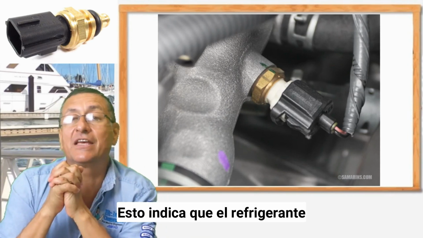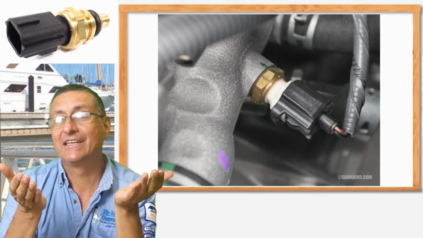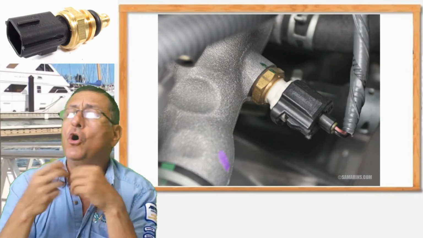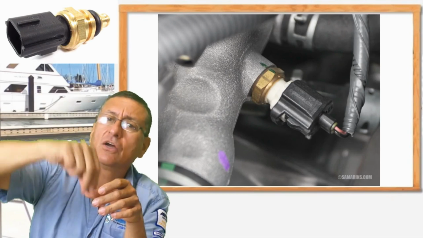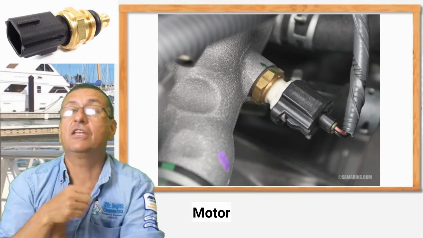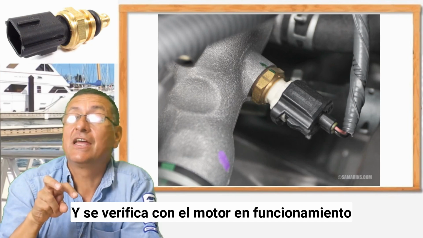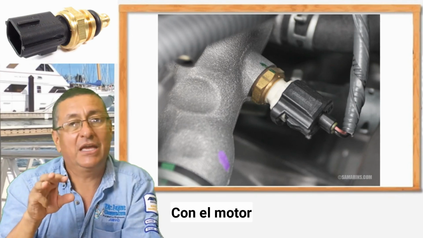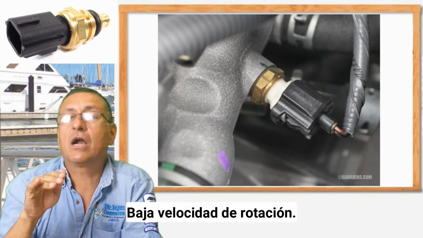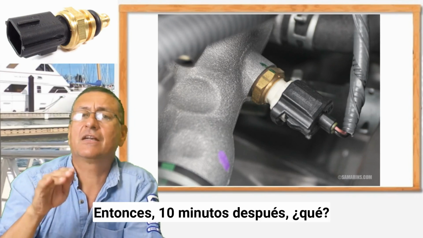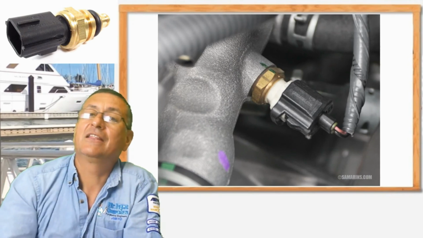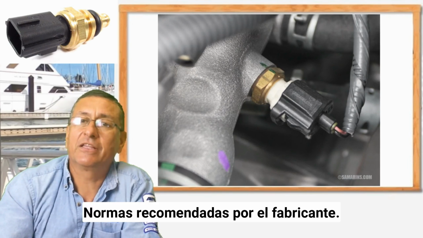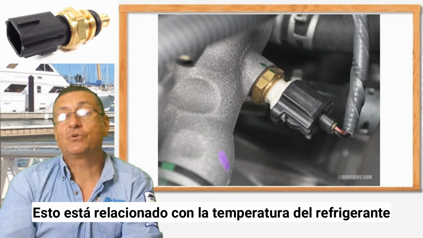This is an indication that the coolant temperature sensor is working properly. This is when you remove the coolant temperature sensor and check it outside. Or if the coolant temperature sensor is located on the thermostat housing, you can start the engine and verify the resistance with the engine running at low RPMs, and 10 minutes later check what happened with the resistance, and verify that reading against the standard recommended by the manufacturer. This is with the coolant temperature sensor.